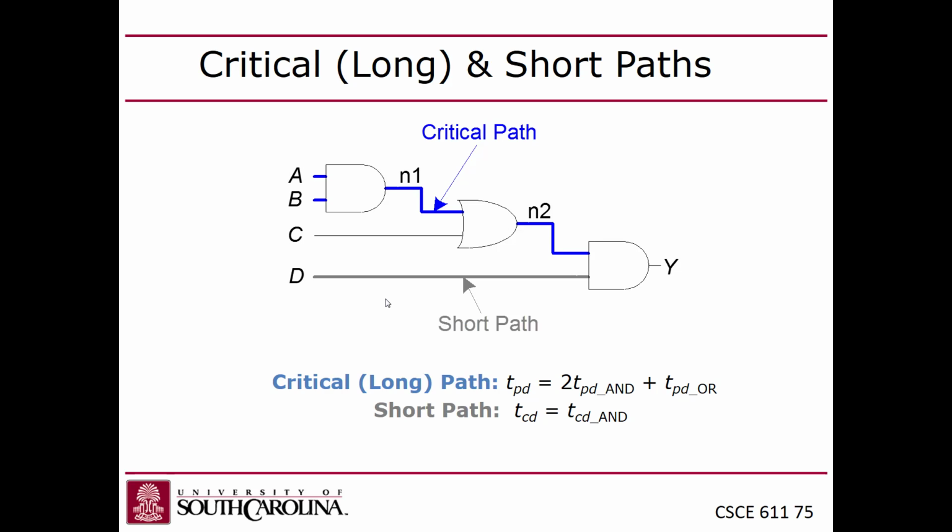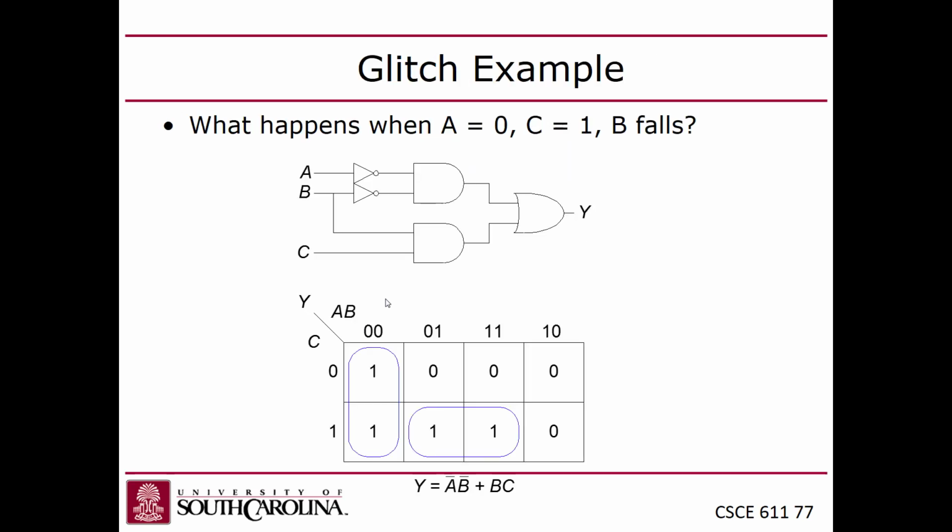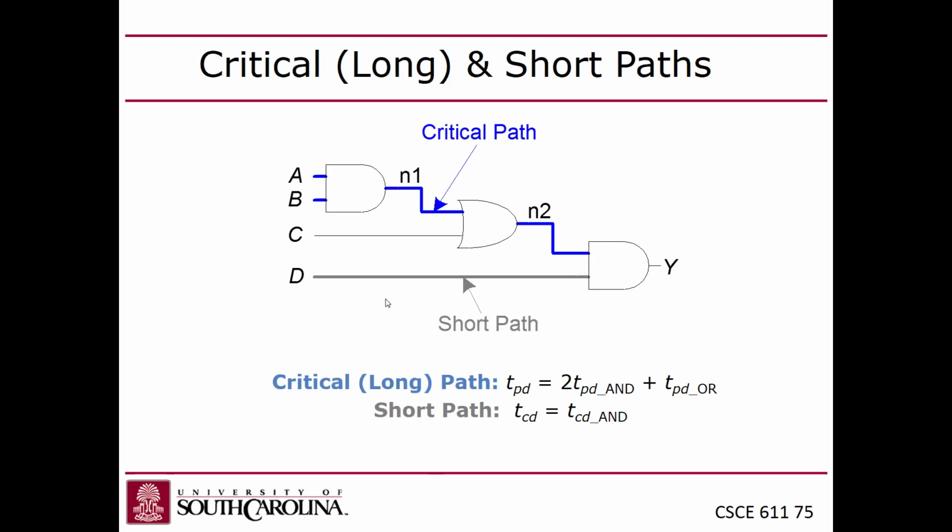The problem is that if you have a case like this, you may change an input. Every time you change an input, the propagation delay of the circuit depends on how far away the input is from the output, how many gates it has to go through, right? You guys with me?